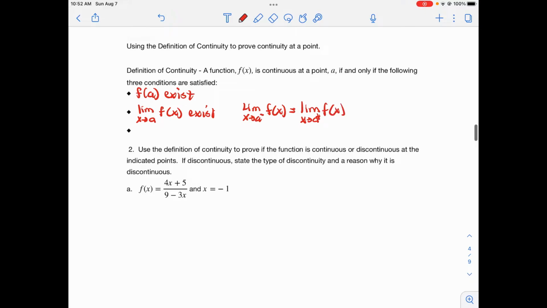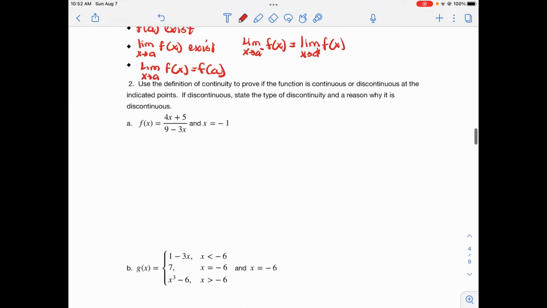And that'll tell us that the limit exists. And then the last requirement: the function value exists, the limit value exists, and the final requirement is that the limit as x approaches a of f of x has to equal the function value. All right, so now let's look at our first example here.